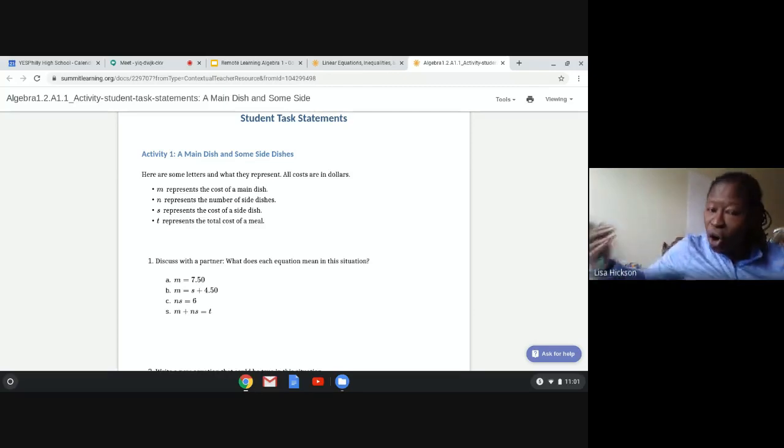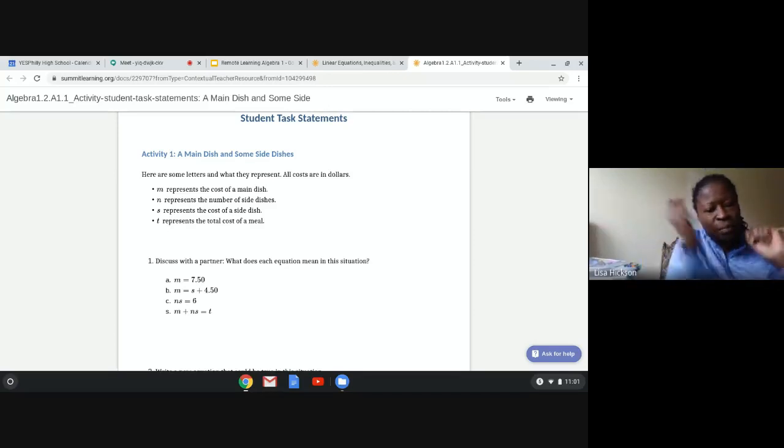So again, all of you, we are looking at the same thing, and all of you are getting different interpretations. However, you all are correct. All right. Let's move to C. What does that mean?